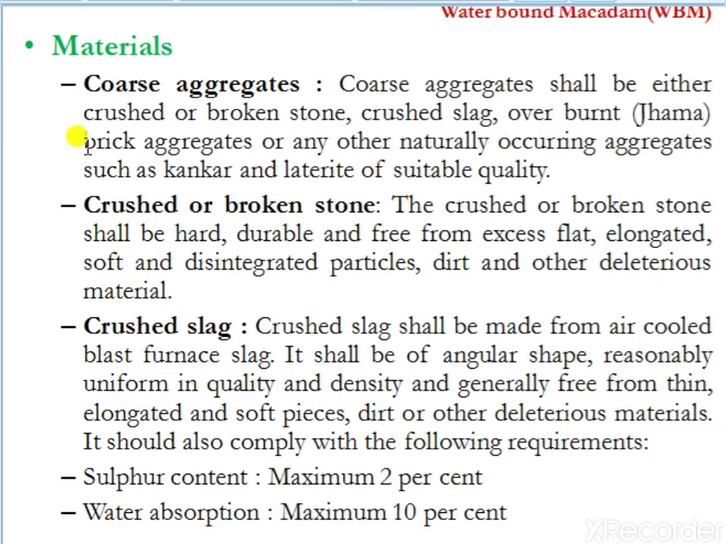So the first material let us consider is coarse aggregate in the construction of waterbound macadam. The coarse aggregate which is used in the construction of waterbound macadam pavement can be crushed stone, or it can be broken stone, or overburnt bricks, or naturally occurring aggregates like kankar or laterite stone, etc. So these materials can be used in the construction of waterbound macadam pavement if these materials have sufficient strength as mentioned in the contract, and if the quality of materials is good.